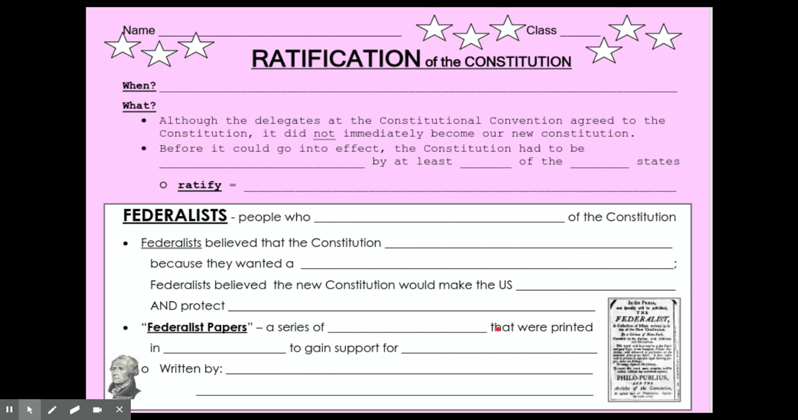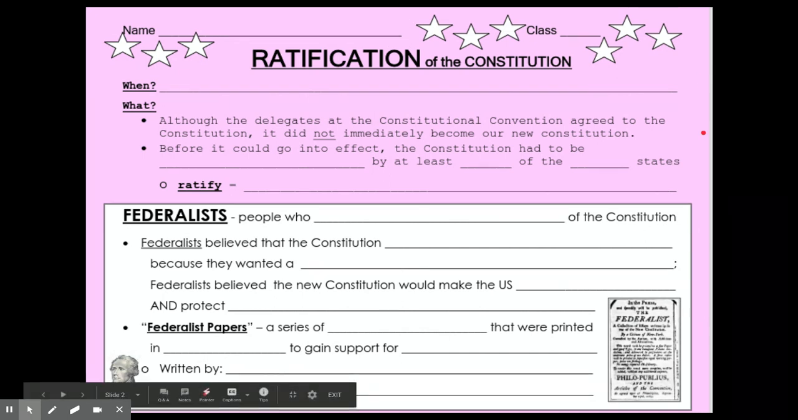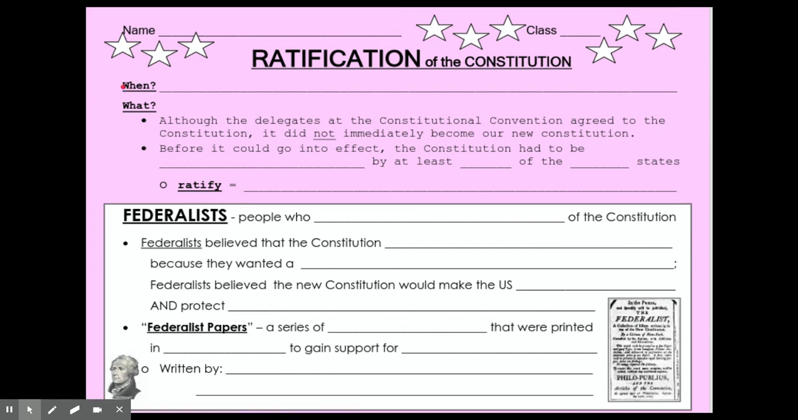There we go. This is the sheet you need. This is sheet number 3, ratification of the Constitution. It has the stars on top. I will put it in Cami way down at the bottom as well if you do not have your paper copy. And we're going to fill this in and talk about it a tiny bit and then answer a few questions. So this is where we're going to start. It starts off with when, what, and I'm going to try to stick to the script and pretty much follow along.